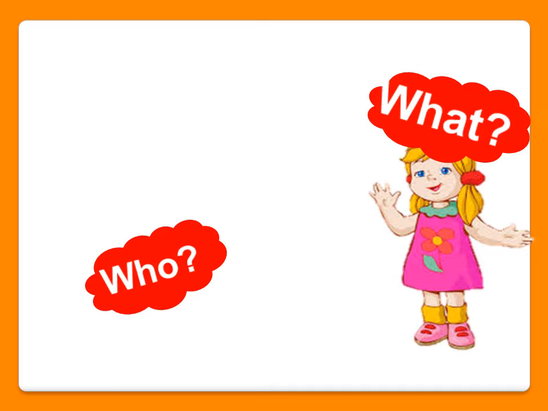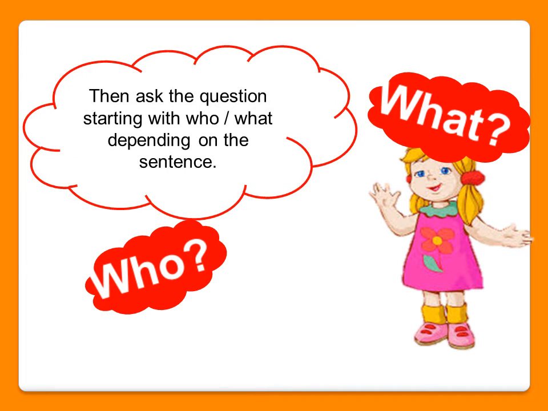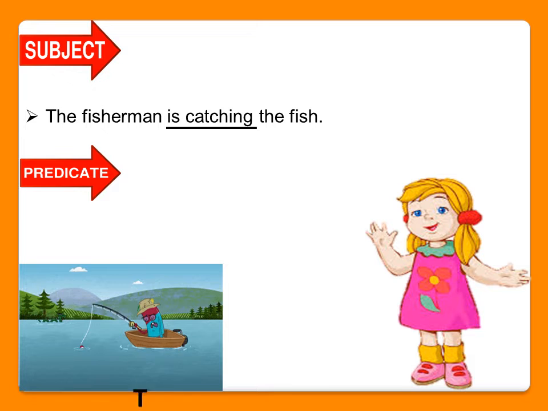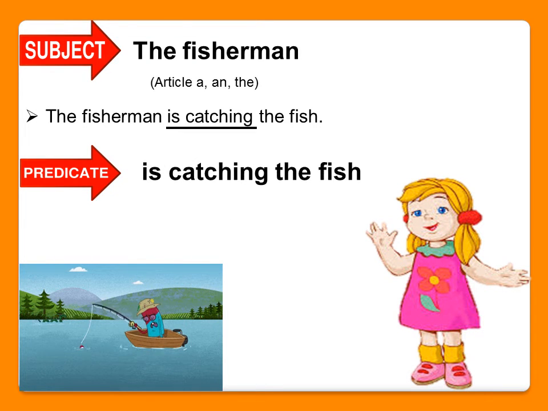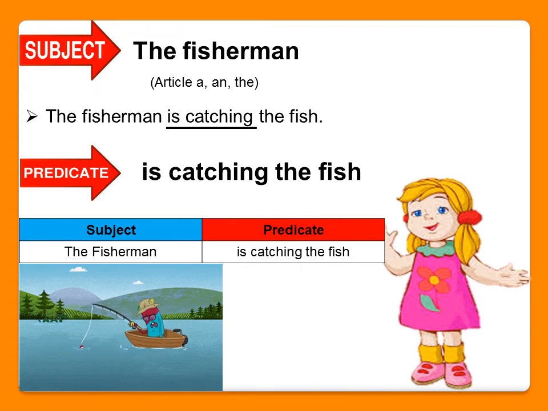So, my question will be who is catching? As you all know, catching is the verb. So, the answer is the fisherman. So, here the subject is the fisherman. Now, you may be thinking why I have added the in front of the fisherman. Yes, this is because it is specifying the fisherman. So, I have added the fisherman as subject and is catching the fish is the predicate here.